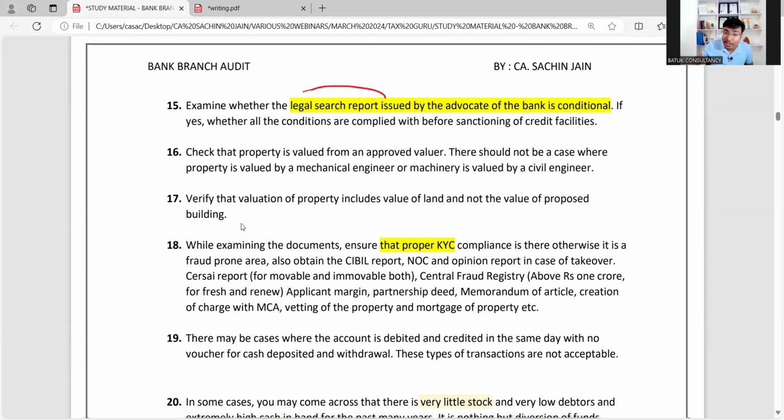When we check the legal search report by the advocate in case of collateral property, we need to check that the legal audit report or legal search report is not a conditional legal search report, and if certain conditions are involved in that LSR, we need to check whether all the conditions are fulfilled or not. For that purpose, we may take a declaration from the branch manager.